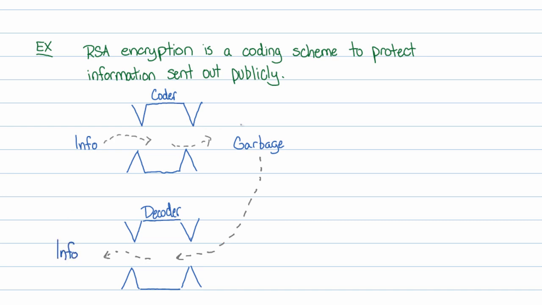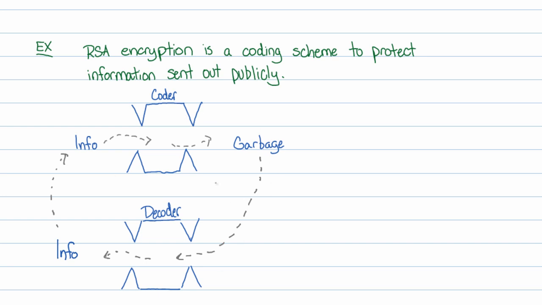Pretty cool. So you put information into the coder, it turns out as garbage. You plug that garbage into the decoder, it returns back to the info. And look how circular this process is. I could take that info and plug it back into the coder, it turns back into garbage. I mean, you can go in circles here, right?